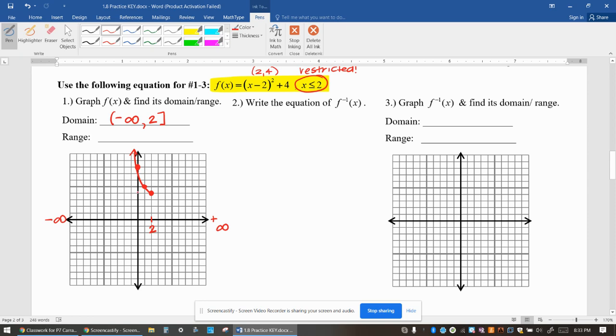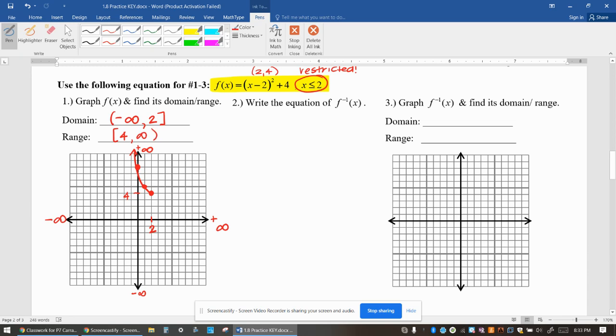The range is based on the y values. You want to give the lowest y value, which is 4, and then the function goes towards positive infinity on the y-axis, not negative infinity. So it's from 4 to positive infinity.